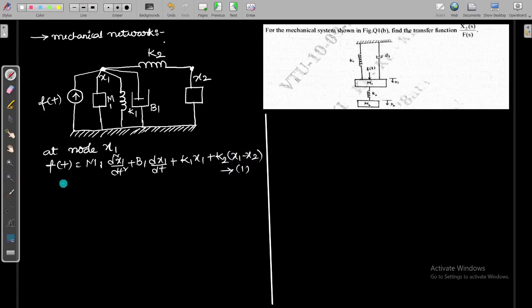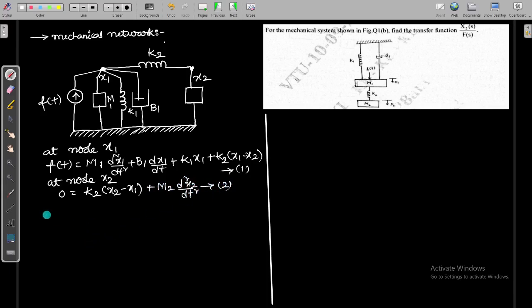Next, the second equation we can write at node x2. At node x2, what elements are connected? The force will be 0. So at node x2, first I will take k2, which we can write as k2 into (x2 minus x1), plus m2 d²x2/dt². So this is the second equation.